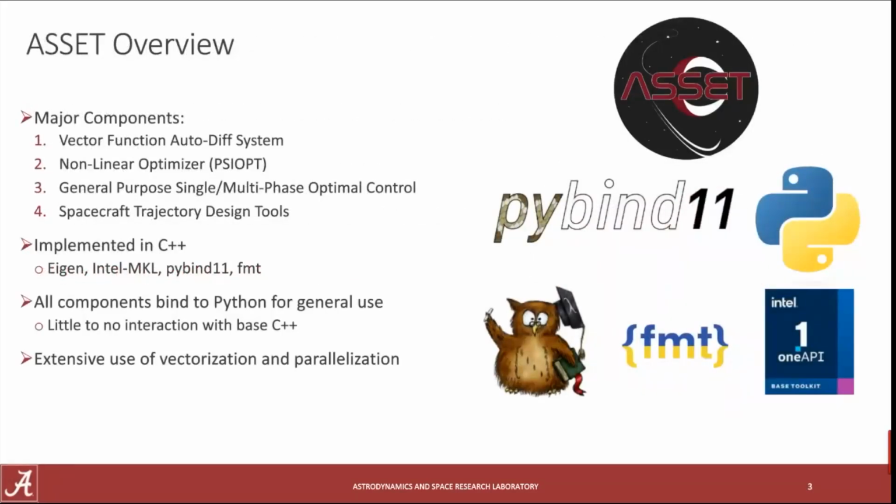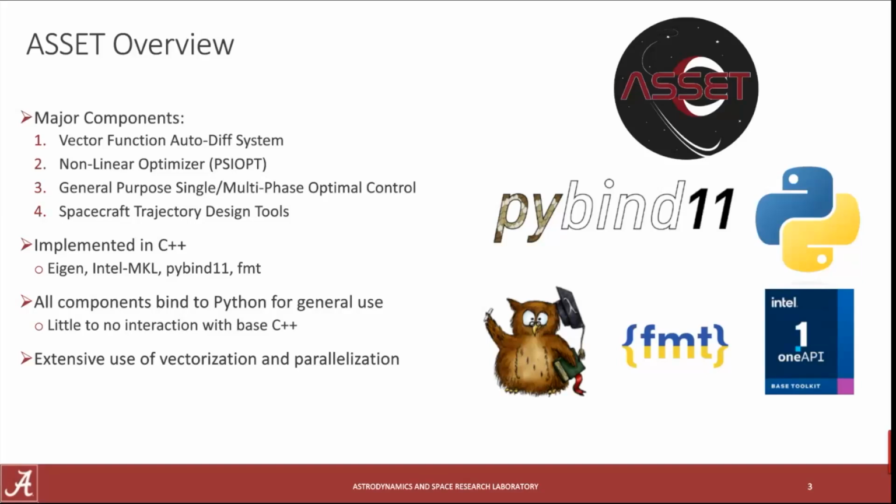So there are a few major components to what ASSET is and an overview of what the tool has. The core component, and we're going to do a whole tutorial section on this, is the vector function auto differentiation system. So ASSET's written in a vector function language that allows for analytical automatic first and second derivative calculations to do auto differentiation. So as long as you can define your optimal control problem in your ODE, you don't need to spend time hand deriving derivatives of your system and your constraints.